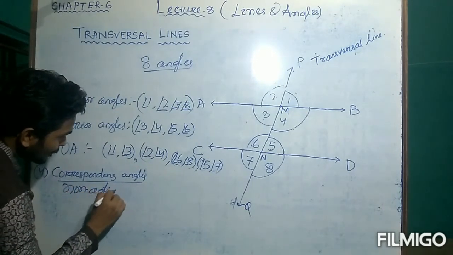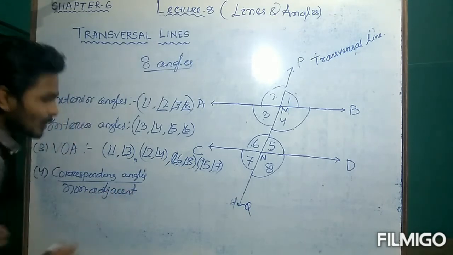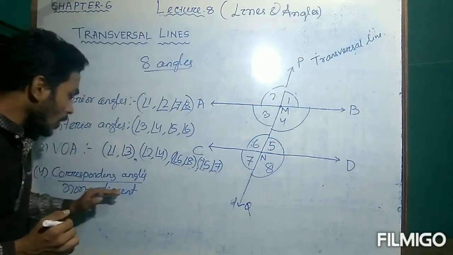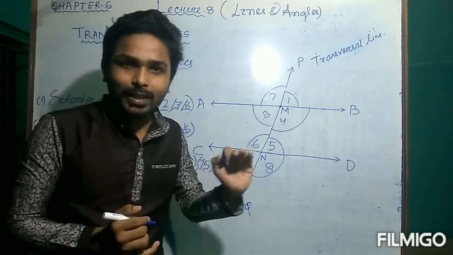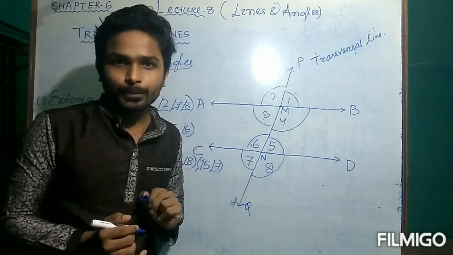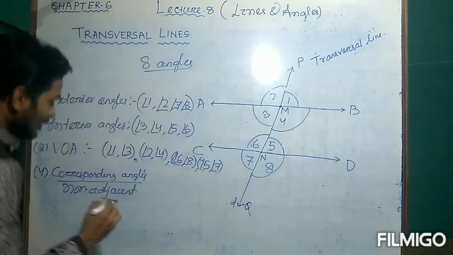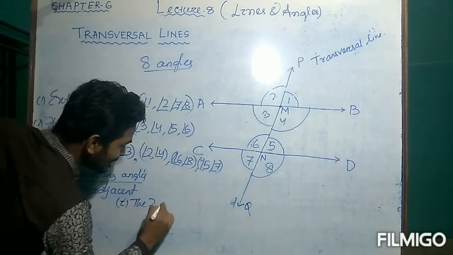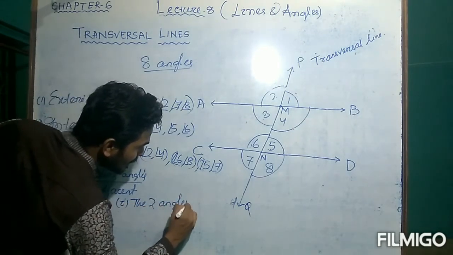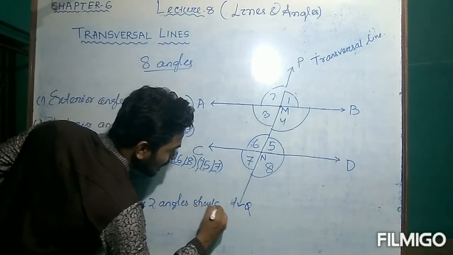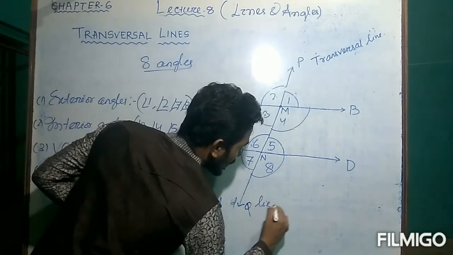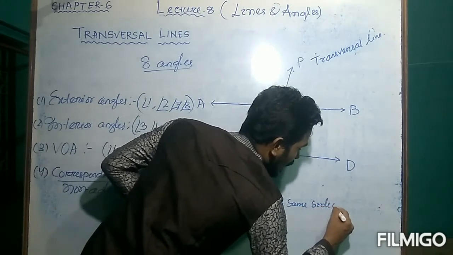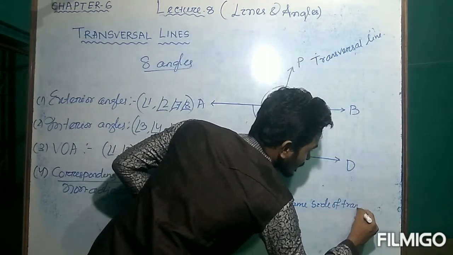Non-adjacent means the two angles must not be adjacent. So two non-adjacent angles are said to be corresponding if they follow two conditions. What is the first condition? The first condition is that the two angles should lie on the same side of the transversal line.